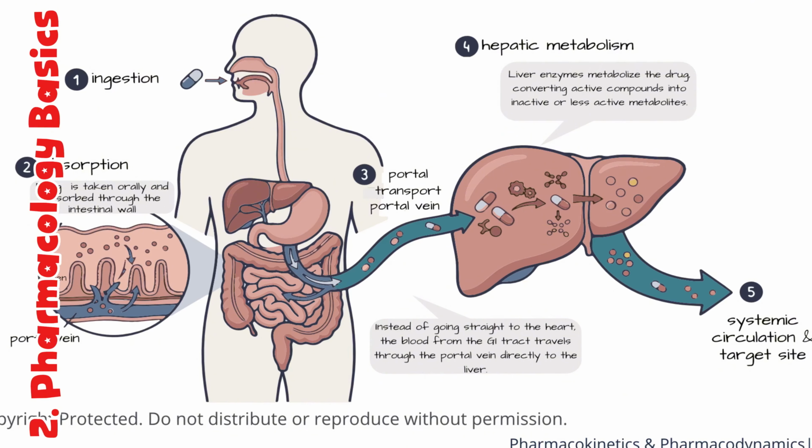We'll move fast. This module is short by design. The single highest yield concept here is the first pass effect. Oral drugs travel through the portal vein straight to the liver before ever reaching general circulation, and the liver metabolizes a big chunk of the dose before it counts.